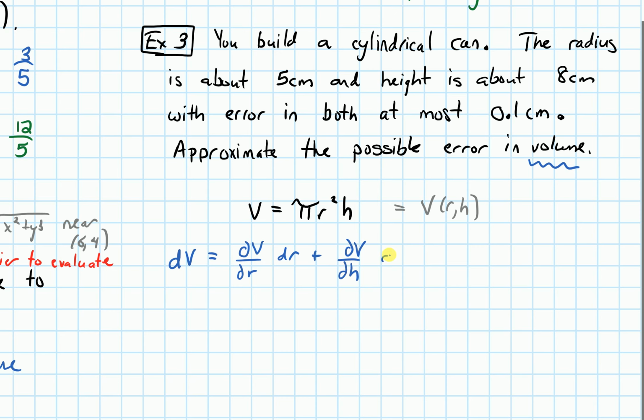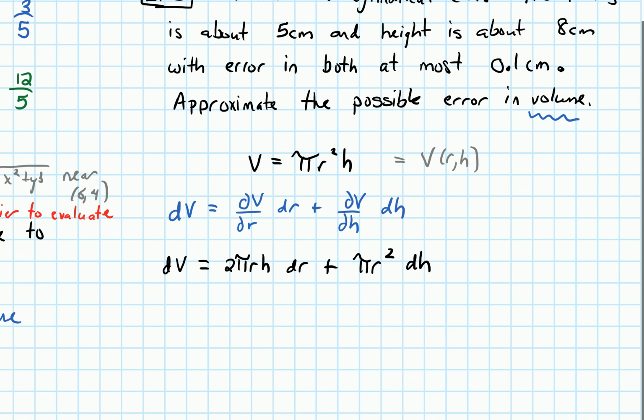Now if I start to evaluate some of this, dv is equal to, the partial derivative of v with respect to r is going to be 2 pi rh. Multiply that by dr, plus the partial derivative of v with respect to h is going to be pi r squared, and then multiply that by dh. So dv represents the instantaneous change in volume here. We are going to end up approximating that because we don't quite have an instantaneous change in the radius or the height. We have more of an interval for how much this change in r and this change in h could be. So we are going to approximate this change in volume.